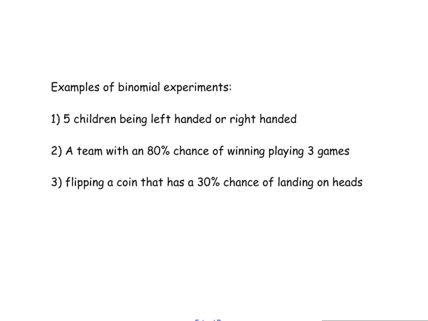Some examples of binomial experiments are when you have 5 children, how many of them are right-handed or left-handed? You have a team with an 80% chance of winning and they play 3 games. You flip a coin that has a 30% chance of landing on heads, and you would need to say how many times you flip the coin. Maybe you flip it 4 times.